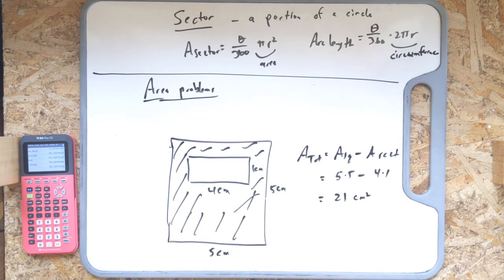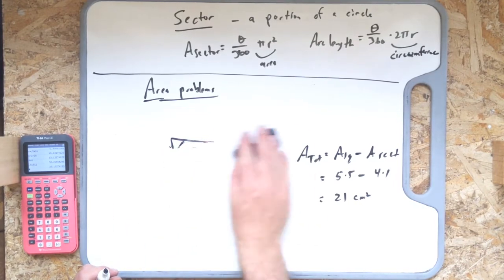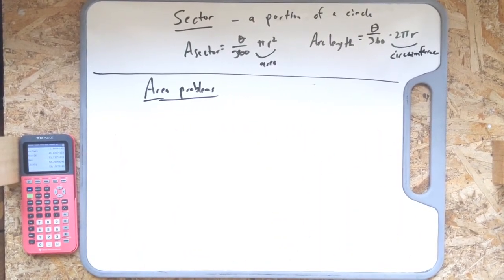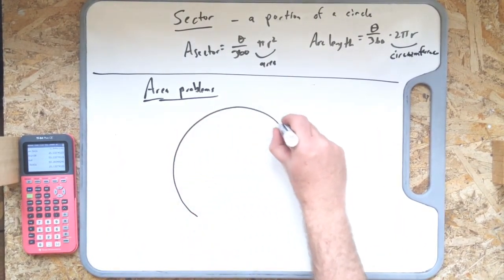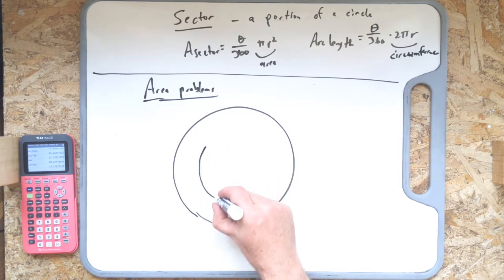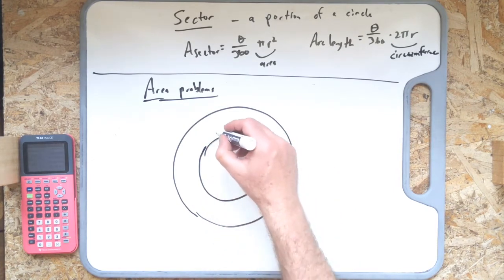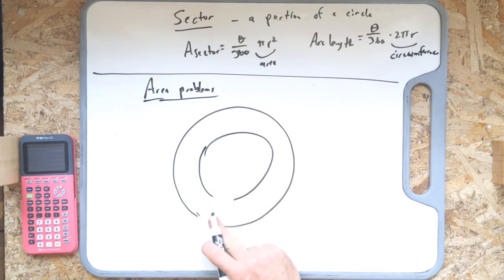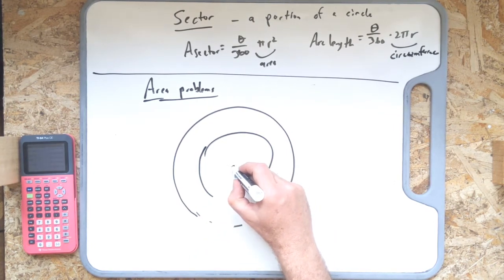Okay, now we're going to do a couple problems that will use the sector area ideas as well. So I'm going to draw a circle, and then I'm going to draw another circle inside it. And then we're going to take a sector out of the whole thing. So this is the center of the whole circle.